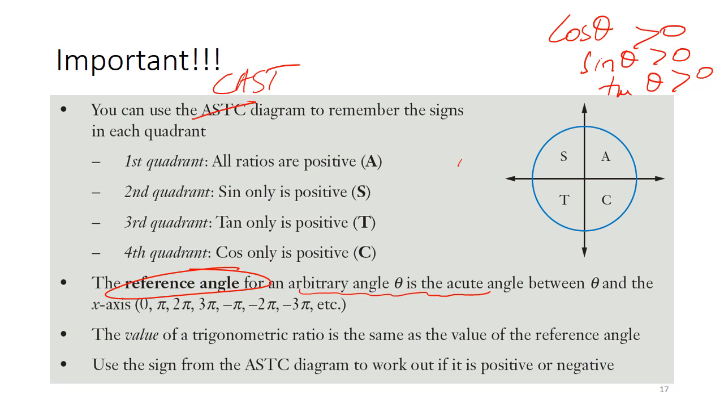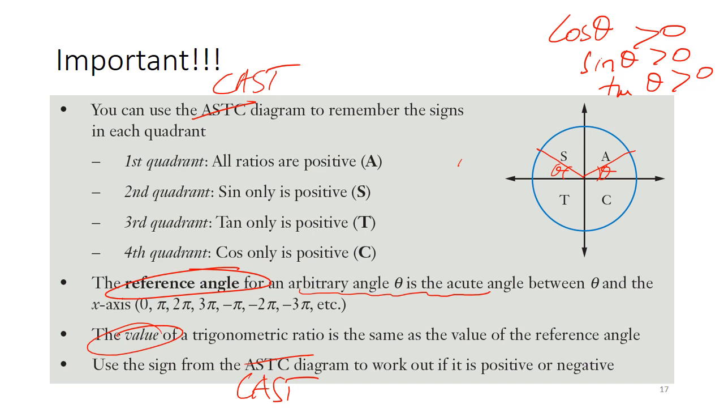3rd dot point, the value of the trig ratio is the same as the value of the reference angle. So what it's saying is the value would be the same. So for example, if I've got an angle here, okay, and I've got the same angle but on the other side, if I take the cos of this angle, the value would be the same. If I take the sine of this angle, the value will be the same. If I take a tan of this angle, the value will be the same. It's just talking about the value, not the sign. The sign, how do you work out a sign? You use the cast diagram to work out the sign.